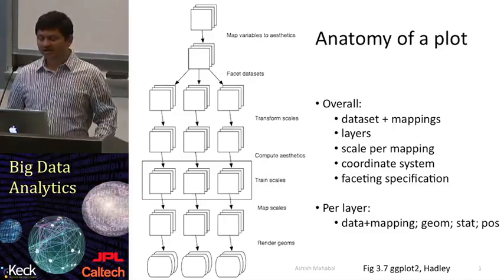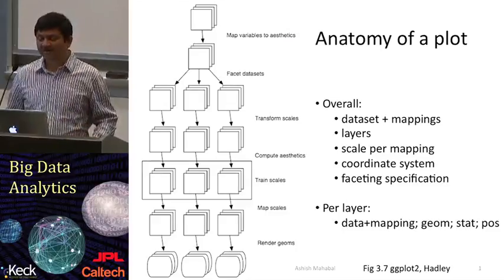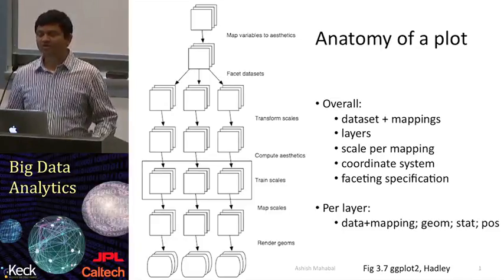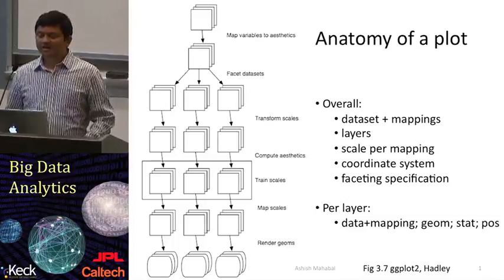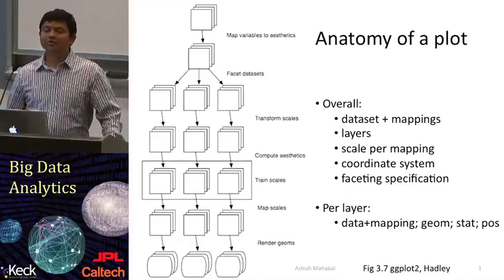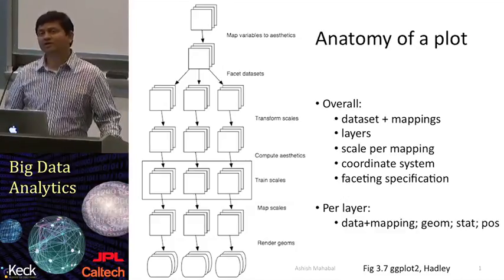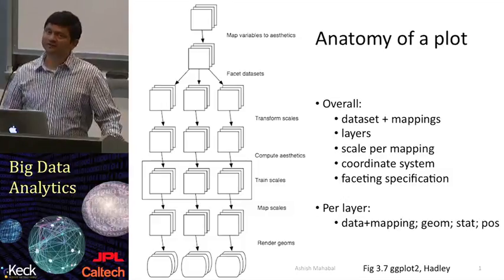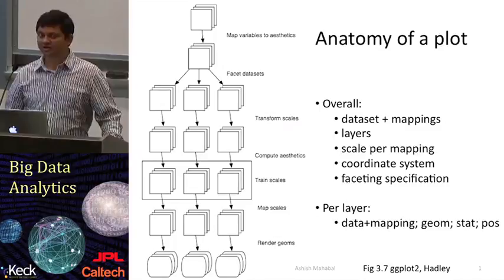And for each of those layers, you again have some data, which is very likely a subset of the original data that you have, some mapping, and associated with that, a geom and a stat, and a position where that particular layer or subset should go. Then for the overall plot, you have got one scale per mapping. And then you have got a coordinate system and a faceting specification. So the coordinate system would take care of whether you have log scale or linear scale and so on. And faceting specification is where you will know what kind of categorical variables are being used to separate the data sets into either sublayers or subplots and so on.